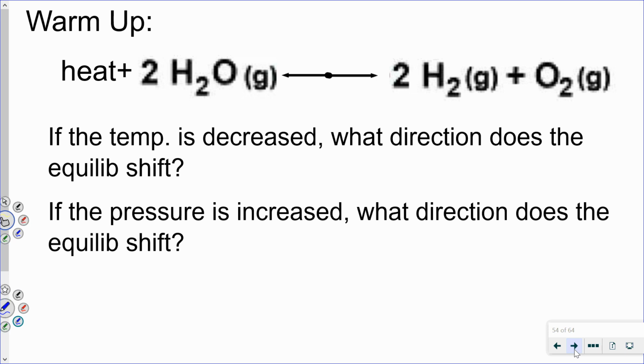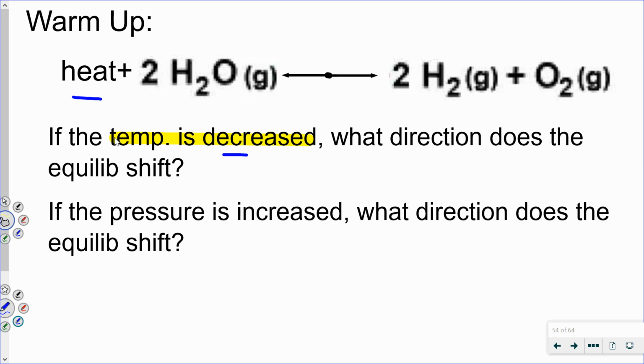On the reactant side, you've got heat plus 2 moles of water in the gaseous phase, yielding 2 moles of hydrogen gas and 1 mole of oxygen gas. It's a double-sided arrow. The first question says, if the temperature is decreased, what direction does the equilibrium shift? Now remember, temperature is like concentration. So this is where you can use add away and take towards. We're decreasing the temperature, kind of like a minus. So I'm going to go to where the heat is, which represents something that would change because of the temperature, and I'm going to write a subtraction sign. So I'm taking away the heat.